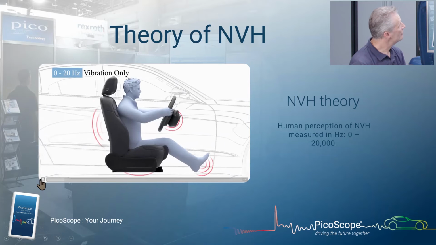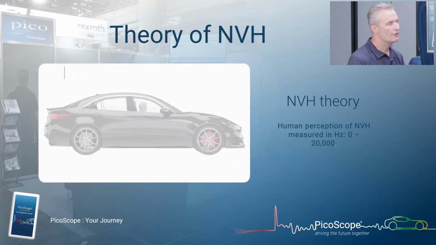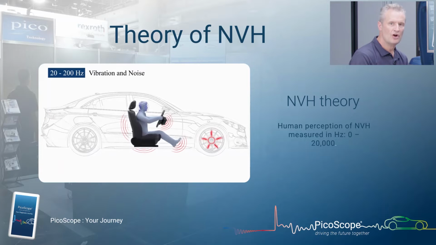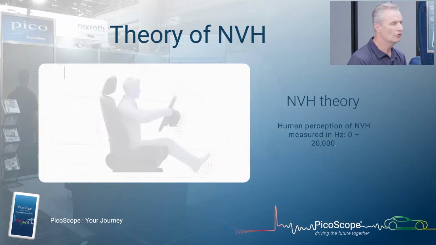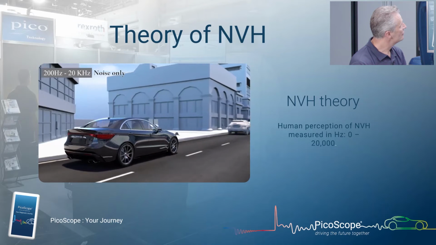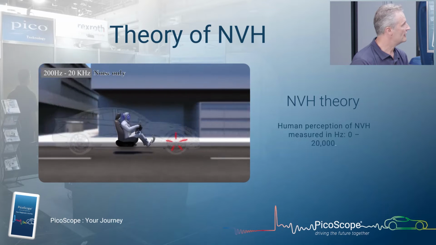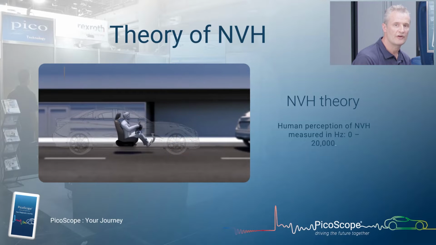Yeah, thank you, John. So 0 to 20 hertz, that's vibration only. That's where you need to be looking in the spectrum for complaints of vibration. 20 to 200 hertz is a combination of the two; we may perceive it as a vibration or a noise or both. And then from 200 hertz onwards to 20 kilohertz, 20,000 hertz, that is noise only. So there's that awful brake squeal. That's where we're using the microphone to capture those frequencies.